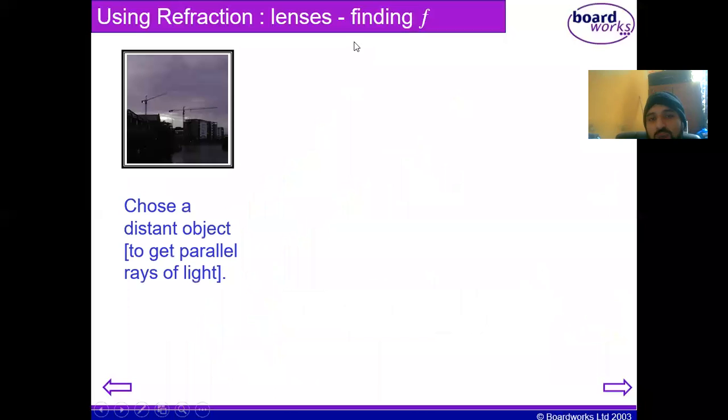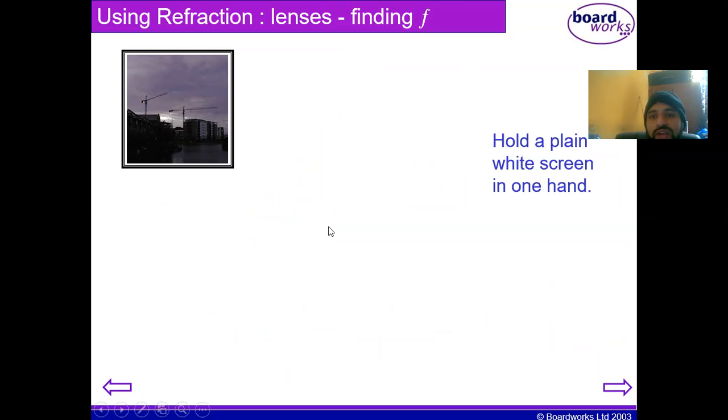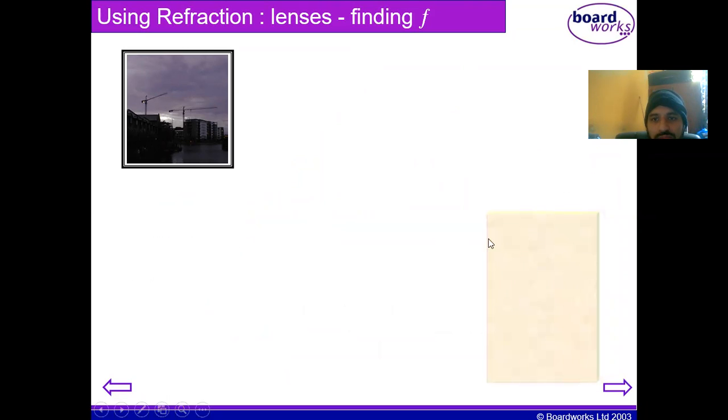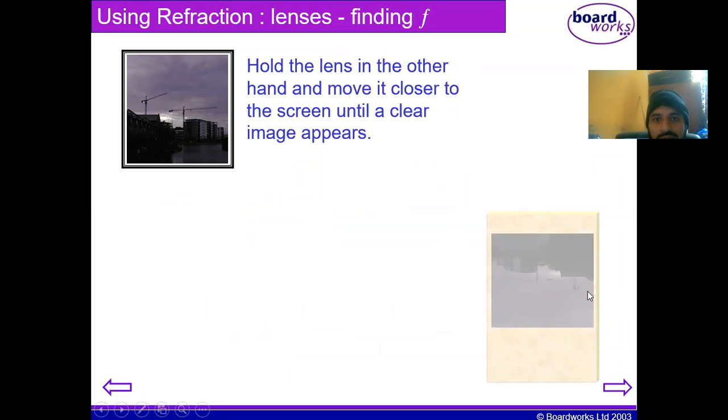So we're going to use that to help us find f. So we choose a distant object to get parallel rays of light. We now understand that the distant object will only give us parallel rays. We hold a plain white screen in one hand. So we have a plain white screen, let's say. What you'll find, if you have a lens, so you've got a white screen in one hand and you've got a lens in the other hand, is that you're trying to put the lens between the screen and whatever you're looking at, so the rays of light that are coming through the lens are getting to your screen.